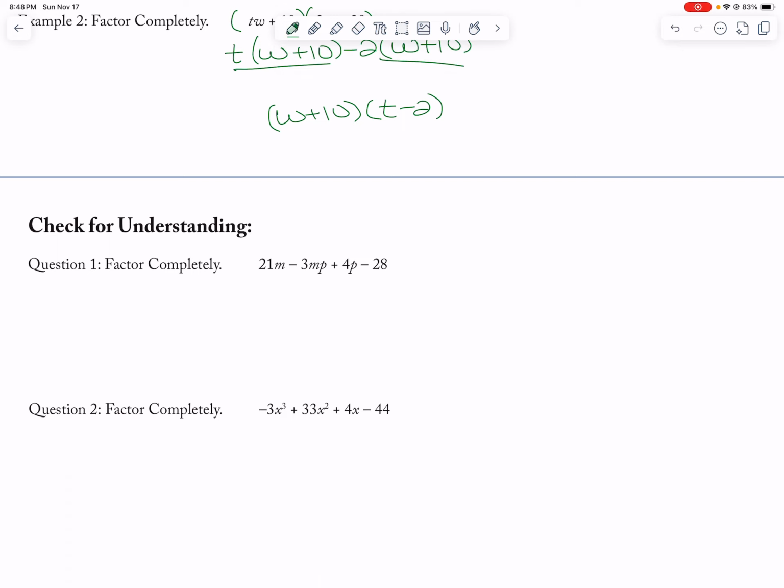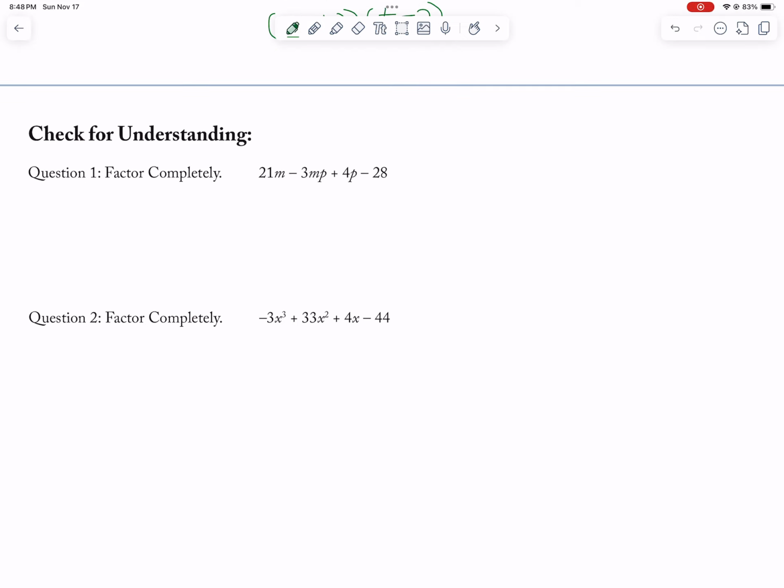So I guess I could try maybe... I think I messed up here. Let's see. So I could pull a 3. Let's go negative 3m out. That will leave me with a negative 7 and then a plus p. Factor a 4 out, and I'm left with a p minus 7.